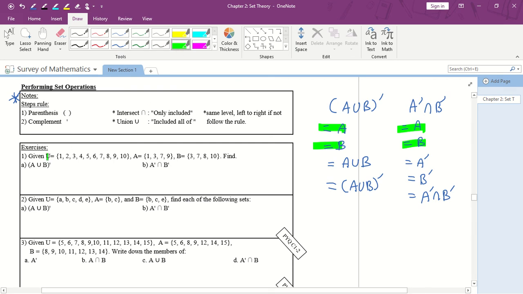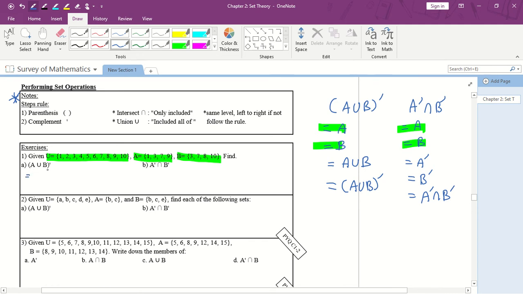The universal set has 1, 2, 3, 4, 5, 6, 7, 8, 9, 10, and it is given that A is equal to 1, 3, 7, 9, and B is equal to 3, 7, 8, 10. So the first thing, it asks you, find the complement of A union B.